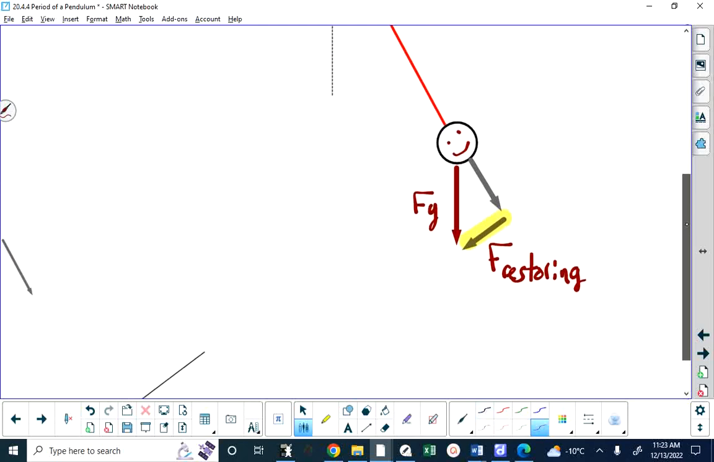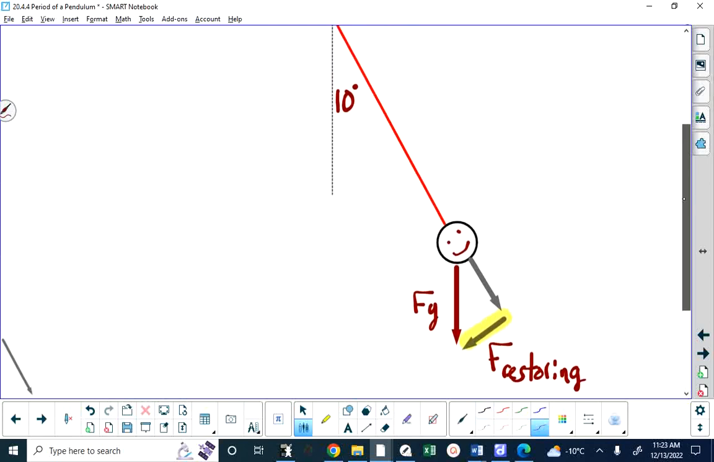But that's really easy to figure out, because looking at the diagram, if that angle at the top is 10 degrees, then this angle in our vector diagram is 10 degrees. And we know the mass of Bob, so we can calculate the force of gravity acting on Bob. And then it becomes a trigonometry problem, because these two forces, these two components, by definition are perpendicular to each other. So if we can calculate the hypotenuse of that triangle, we can use sine to find the restoring force.